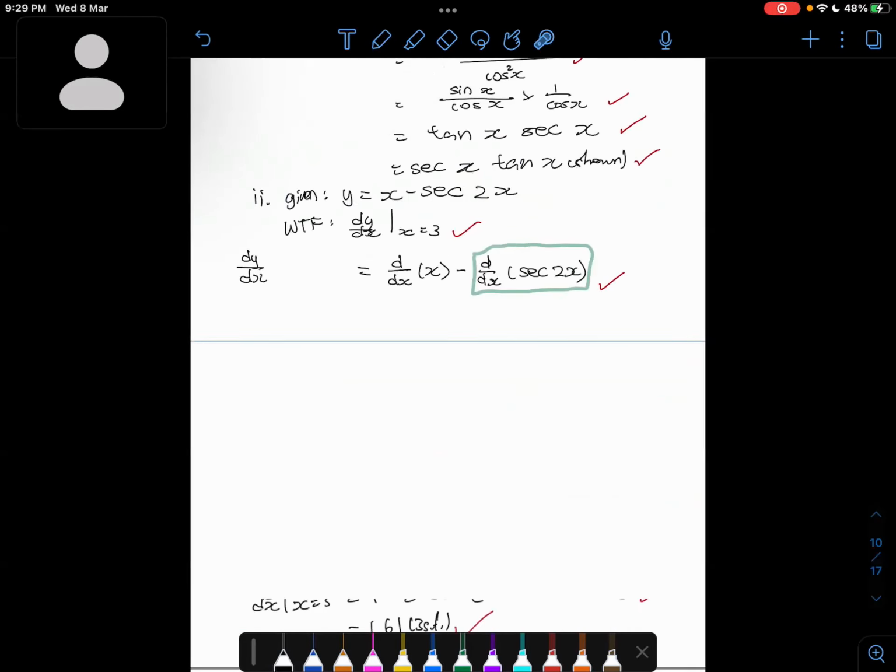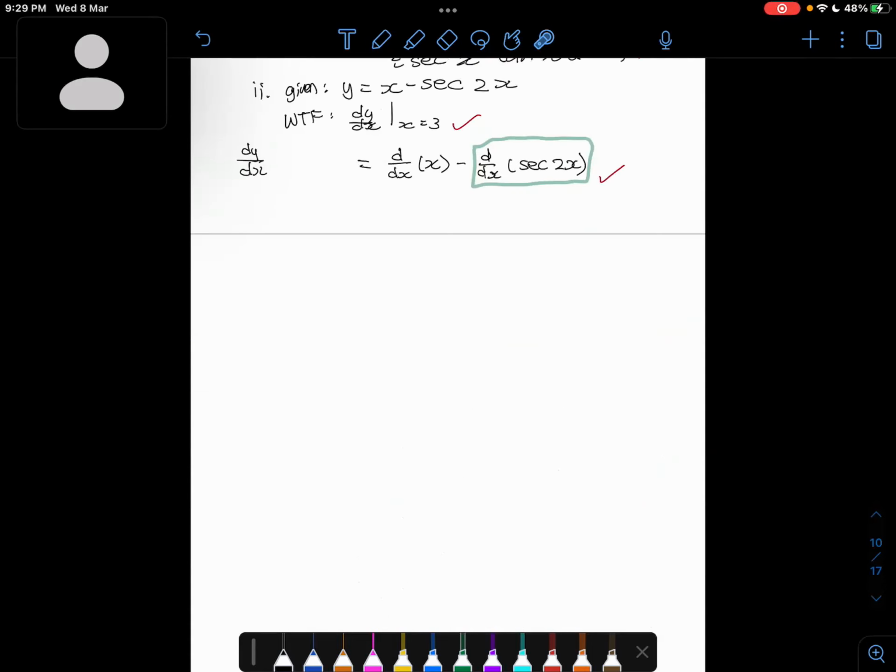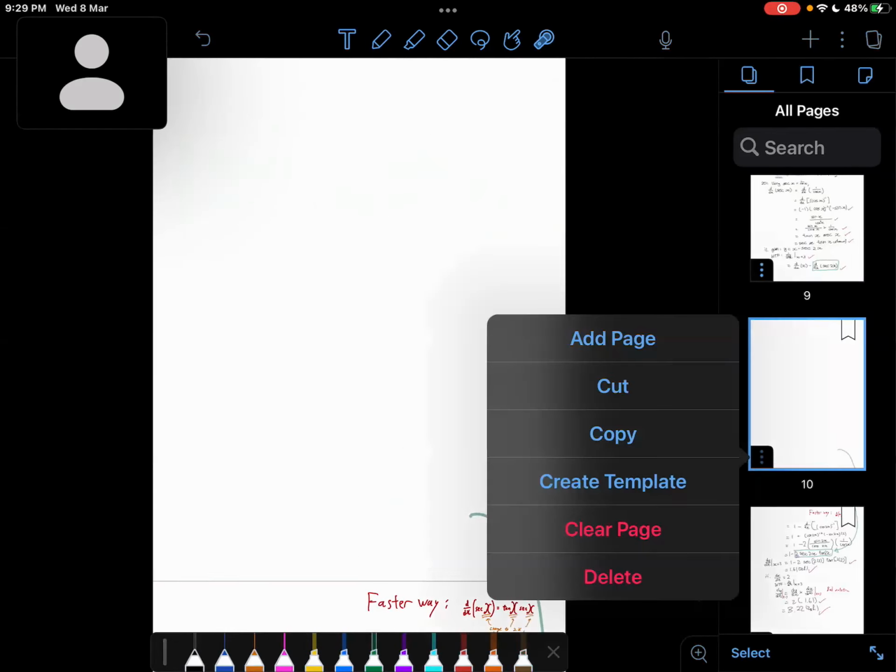Oh no, the page got... I add a new page. Let me see.